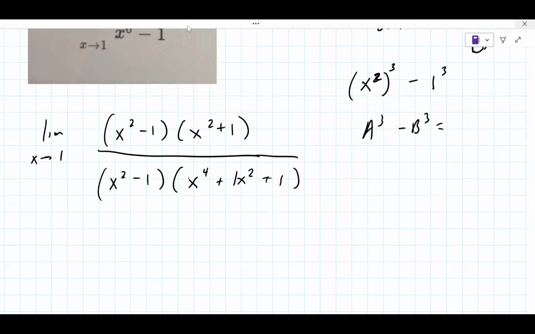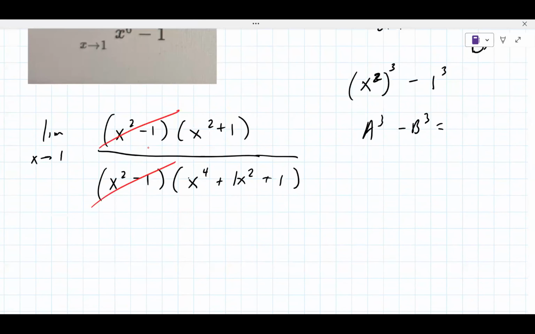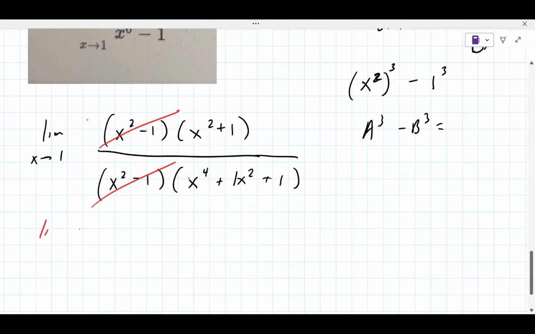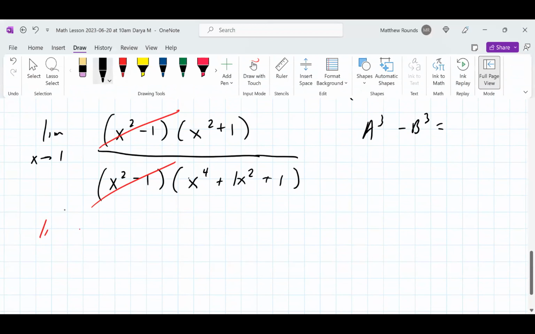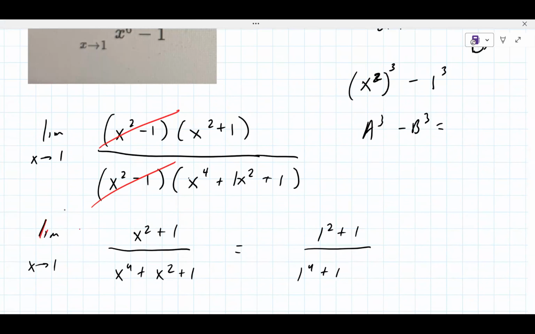Now things cancel here again. Once you've canceled or done something, you then try the number again. Maybe it works. You hope it works. And again, you're supposed to write this limit stuff every single time. It does get kind of frustrating, but that's the game. You try this here, it becomes one squared plus one over one to the fourth plus one squared plus one, which equals two over three.